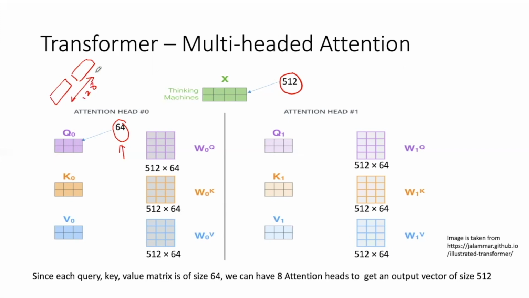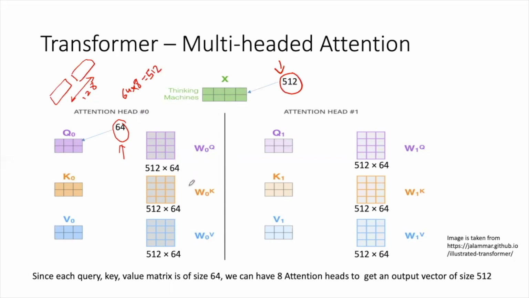So similarly, if you concatenate eight such vectors, you'll get a contextual embedding that is of size 512. So 64 into 8, that gives 512. That is basically the dimensionality of the input word.